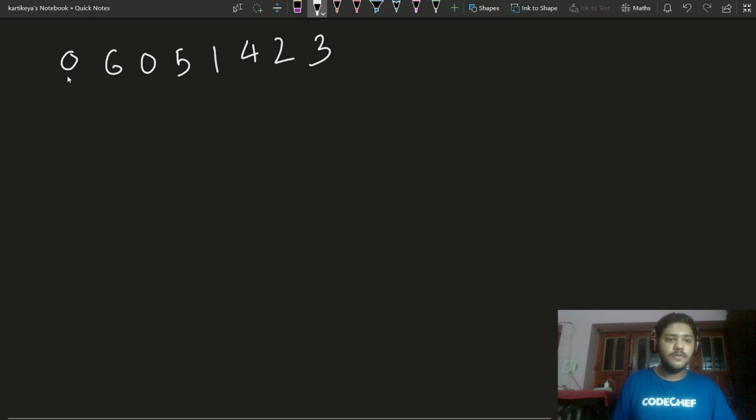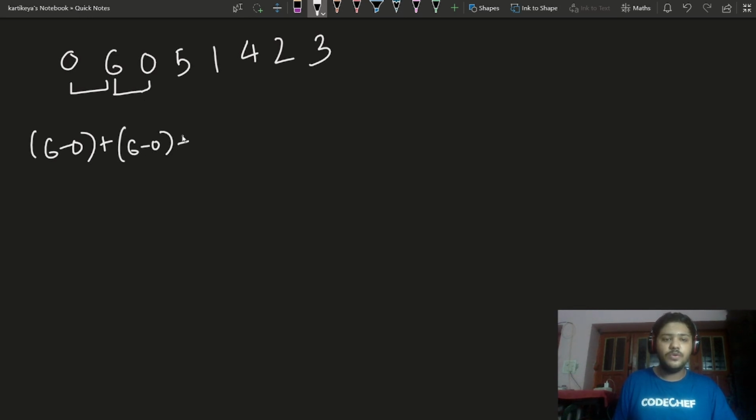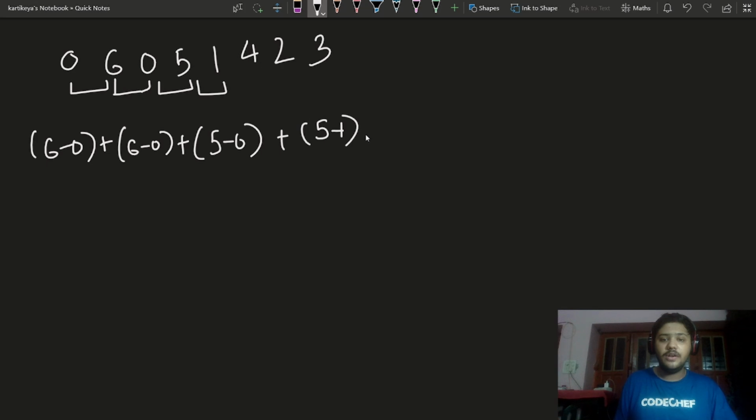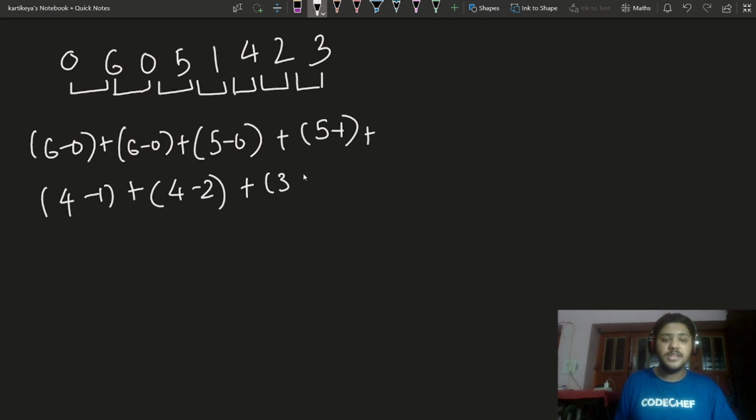We move from 0 to 6, so it would be 6 minus 0. Then we move from 6 to 0, so it would be again 6 minus 0. Then we move from 0 to 5, so it would be 5 minus 0. We move from 5 to 1, it would be 5 minus 1. We move from 1 to 4, it would be 4 minus 1. Then we move from 4 to 2, it would be 4 minus 2. Then we moved from 2 to 3, it would be 3 minus 2.